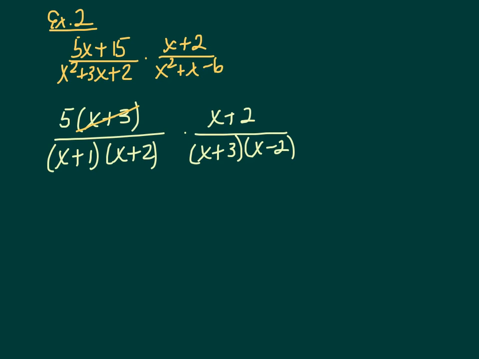So x plus 3 in the top cancels with x plus 3 in the bottom, x plus 2 in the bottom with the top, and I'm just left with 5 on the top, and x plus 1 times x minus 2 on the bottom.